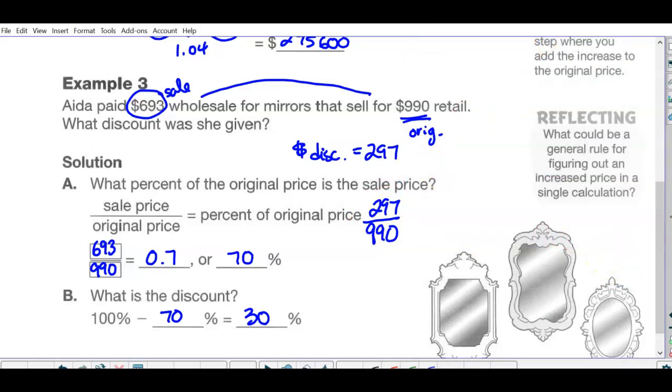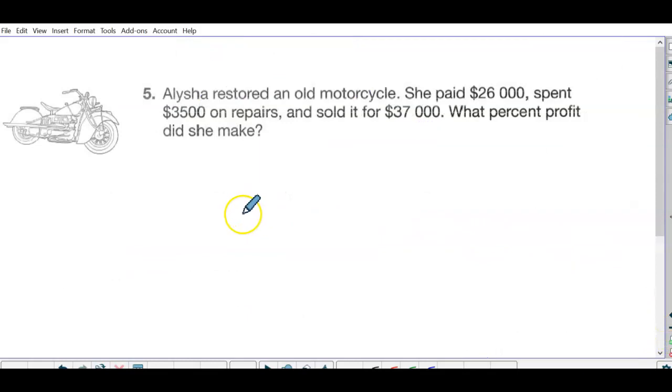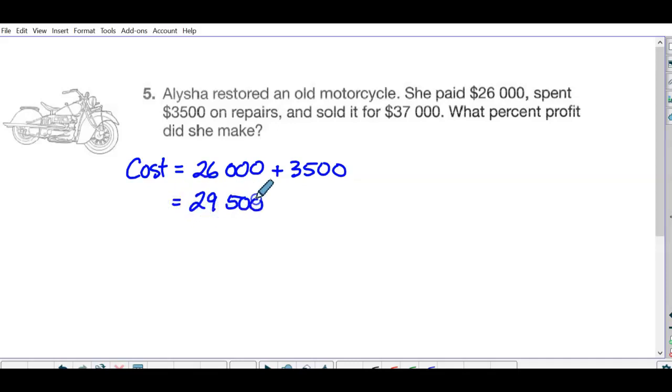And I think we're going to look at one more question from the practice. Question 5: Alicia restored an old motorcycle. She paid $26,000, spent $3,500 on repairs, and sold it for $37,000. What percent profit did she make? So, first of all, how much did she spend on it? So the total cost is $26,000 plus $3,500. You can use a calculator, but it's really $29,500. Okay, and what she sold it for is $37,000.